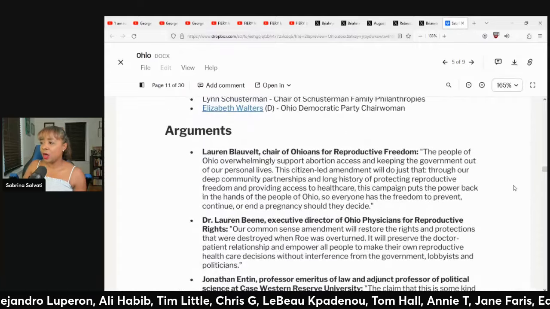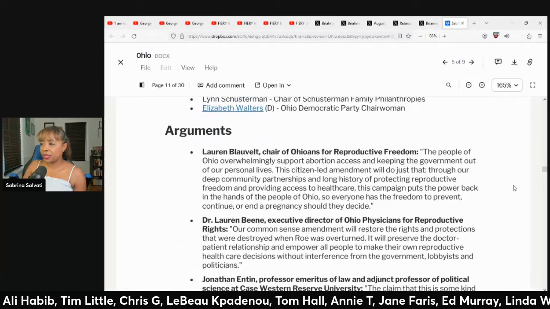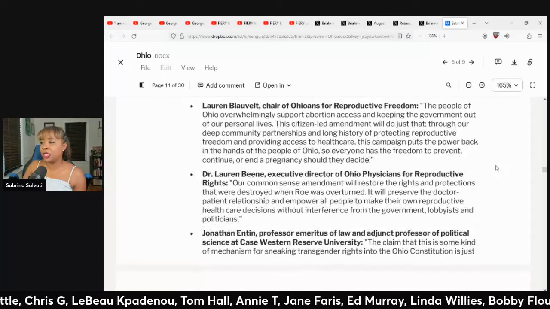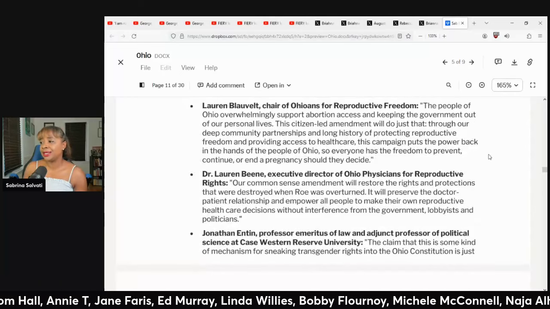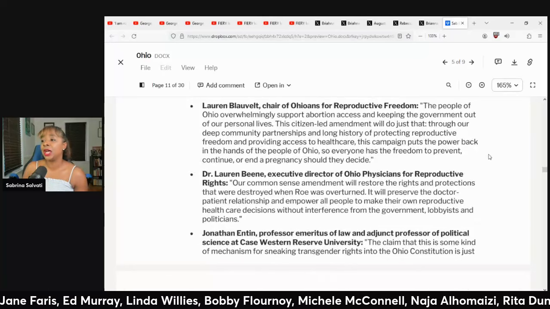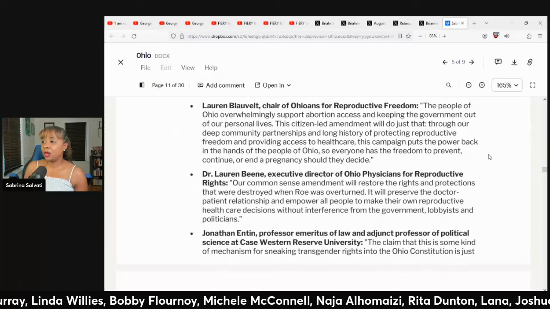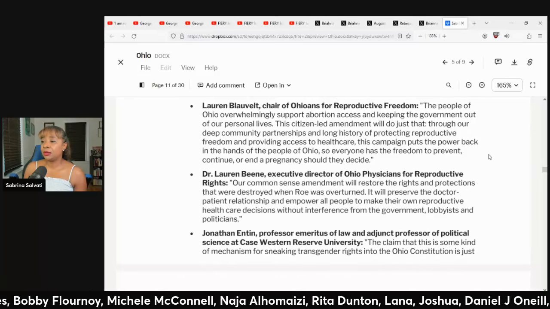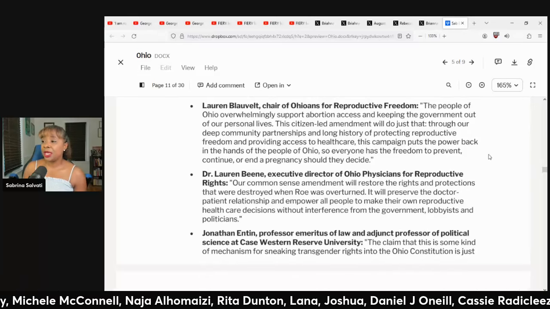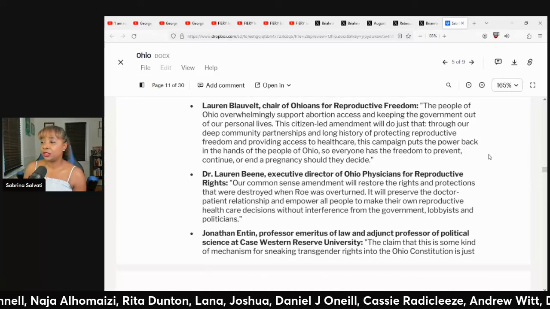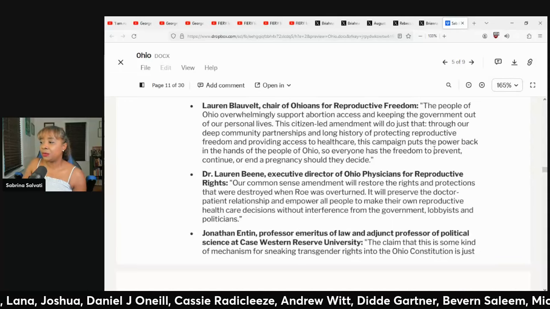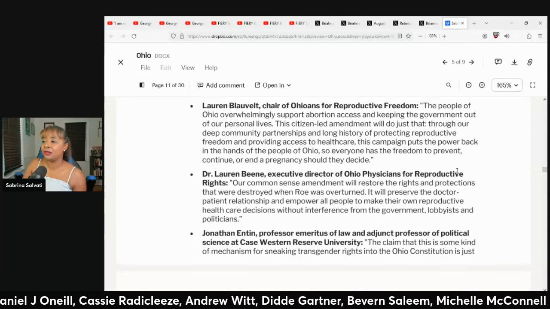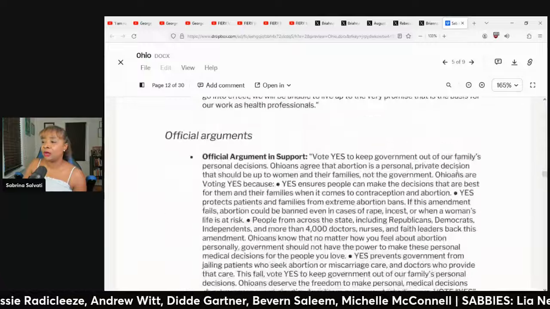And then one of the arguments from Lauren, the chair of Ohioans for Reproductive Freedom, said the people of Ohio overwhelmingly support abortion access and keeping the government out of our personal lives. This citizen-led amendment will do just that through our deep community partnership and long history of protecting reproductive freedom and providing access to health care. This campaign puts the power back in the hands of the people of Ohio.